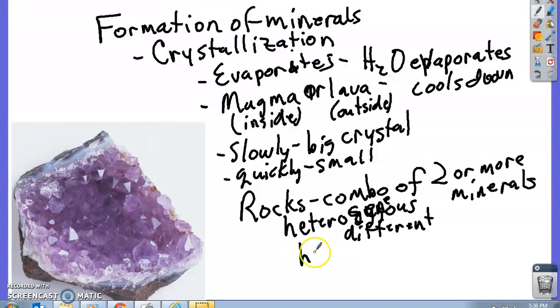Heterogeneous and homogeneous. All right. They may look all the same, but if you look at it close, you can see that there are different crystals, or microscopically or something like that. You may have to do that to see it, but they are made of different kinds of minerals.